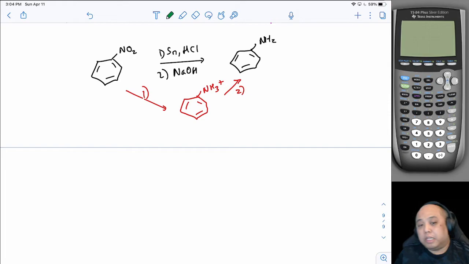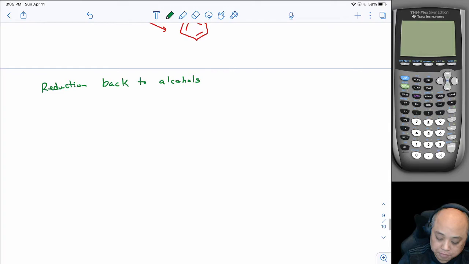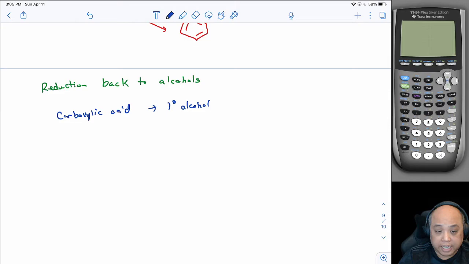This idea of reduction segues into our other type of reduction that we need to know for HL, which is reduction back to alcohols. And knowing the reagents, you don't need to know arrows or anything like that. You just need to know the reagents that are needed to reduce a carboxylic acid or an aldehyde or a ketone back to an alcohol. And so a carboxylic acid back to a primary alcohol is a two-step process because you have to reduce it twice.